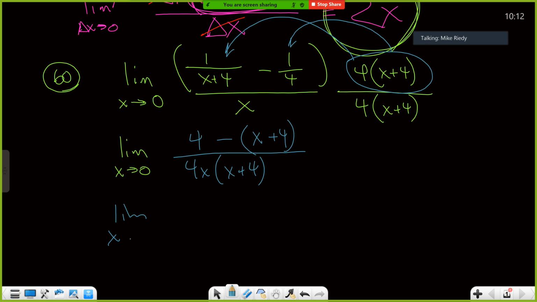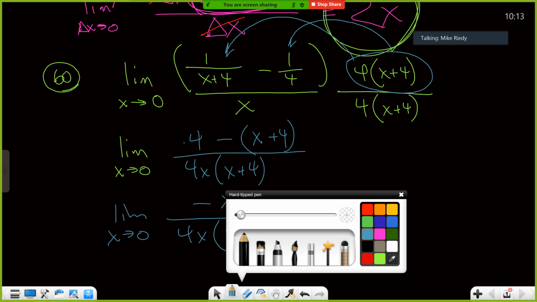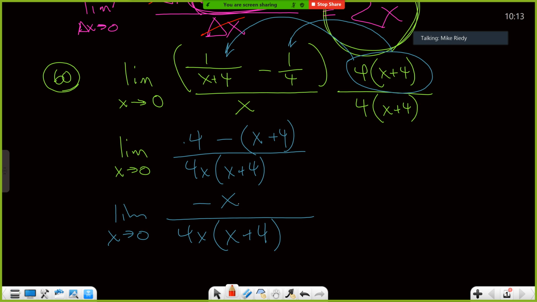The limit as x approaches 0 of 4 minus 4 is 0. We get a negative x on top. I'm going to leave the bottom alone for now. However, I do realize that I've got some more canceling going on there. That leaves a negative 1 on top. And then at this point, I'm hoping I can plug and chug. So what happens when I plug and chug? That x is gone. I get negative 1/16, I'm thinking.